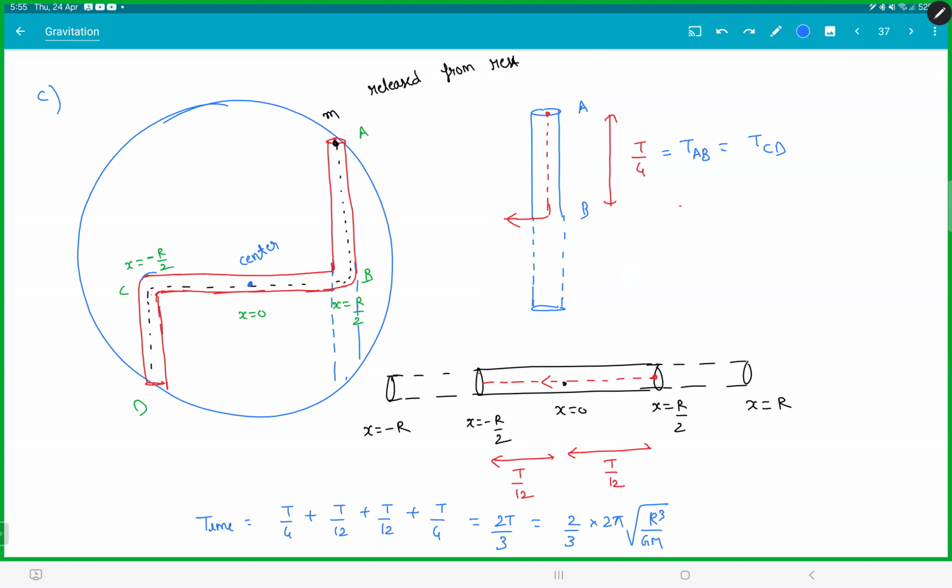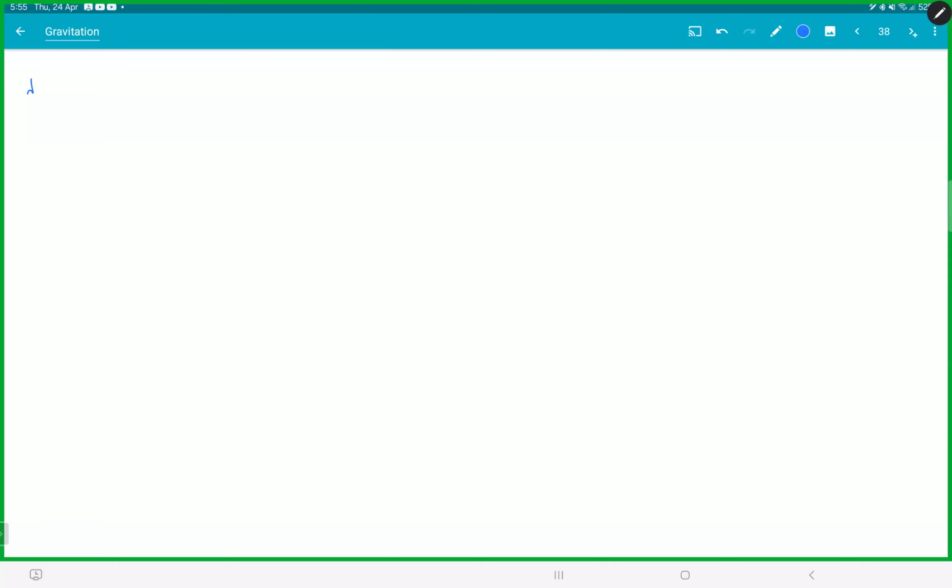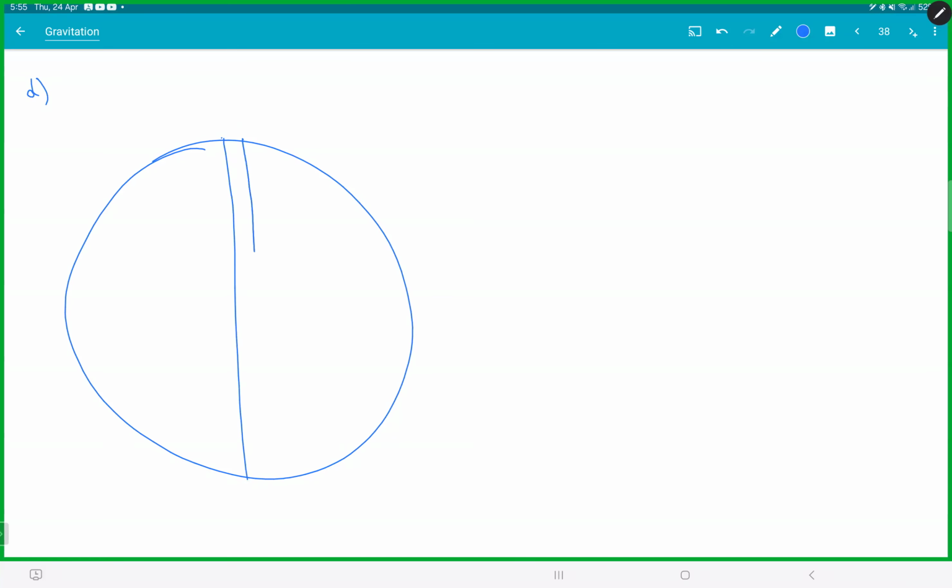Let's see some more. This is a better one. What if I have a tunnel through the center? Mass m and radius r. This time, instead of releasing from rest, so till now all the particles that we released were from rest, this time you're projecting with speed v inside. V is equal to root over GM by r. So a particle of mass m is projected into the tunnel with this speed. Now find the time taken to reach the other end.